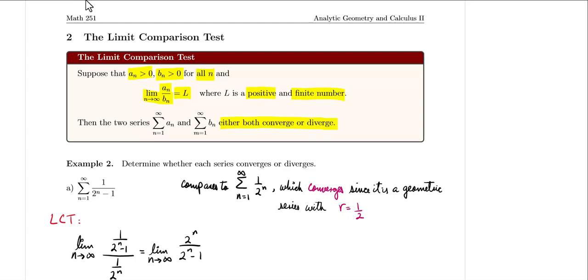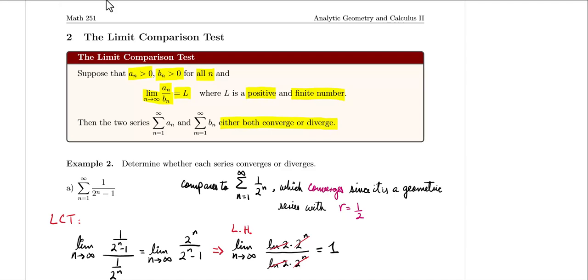So for this example, I'm going to use L'Hopital's rule to get the limit as n approaches infinity of ln of 2 times 2 to the n divided by ln of 2 times 2 to the n. Now you get to see here that essentially everything is canceling. So we just have the limit as n approaches infinity of 1, which is just 1.